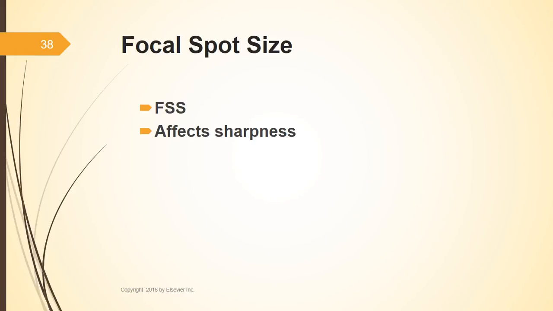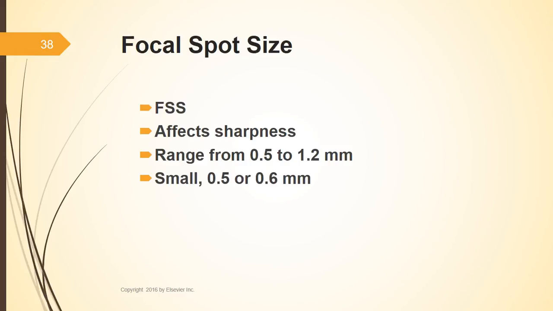The physical dimensions of the focal spot on the anode target in the tube are standard, usually ranging from 0.5 to 1.2 millimeters. But if you choose the small focal spot, it's usually 0.5 or 0.6 millimeters. And if you choose a large focal spot size, it's usually 1 or 1.2. So even though there's that range, those are the ones you will probably know. You will never change the actual size of these. You just decide whether you choose a small one or a large one.